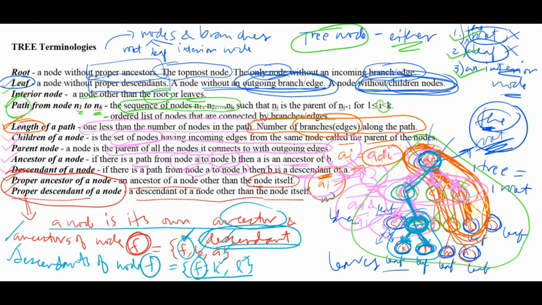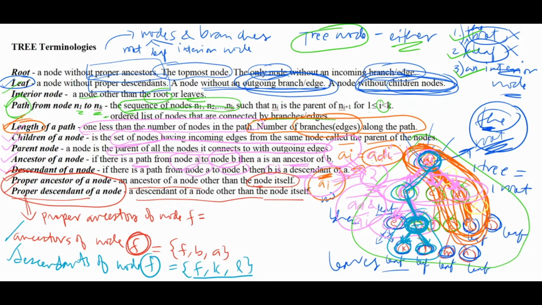If these are the ancestors of node F, what are the proper ancestors of F? From the definition, a proper ancestor of a node is an ancestor other than the node itself. So you just remove the node itself from that list of ancestors, and you have only B and A. These are the proper ancestors of node F. But for the ancestors of node F, F is included.